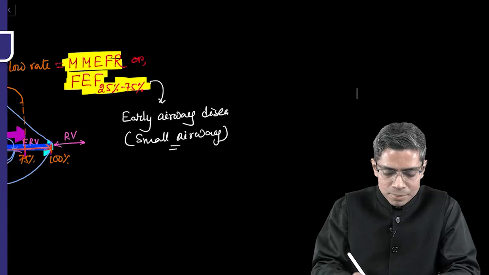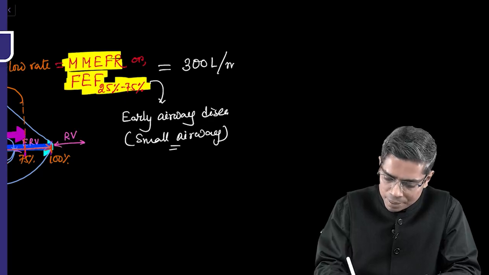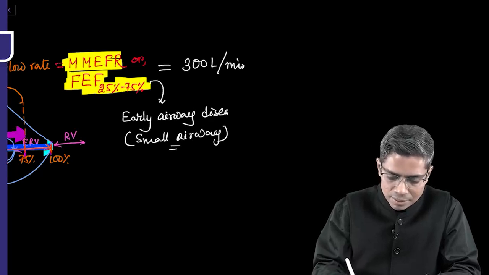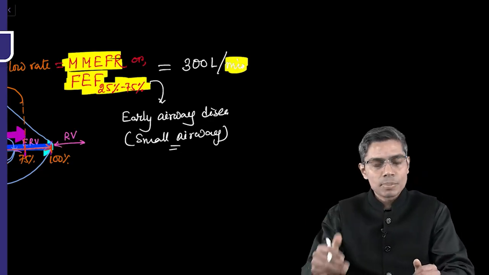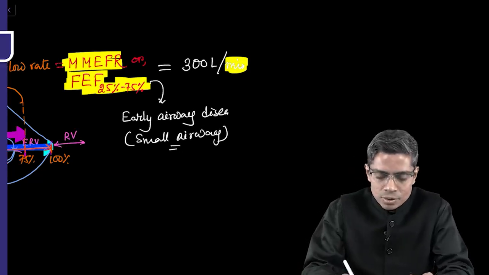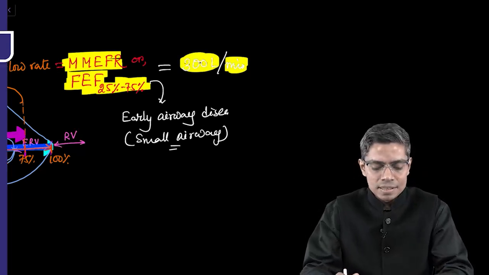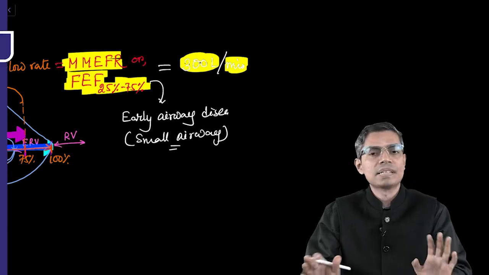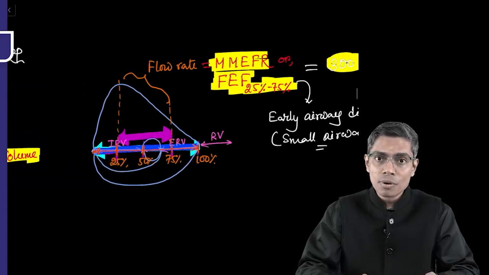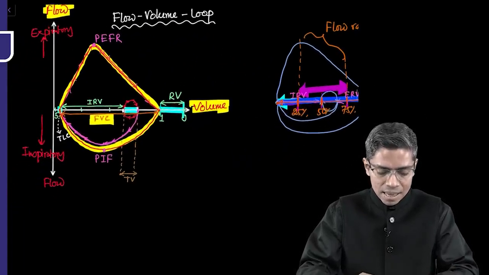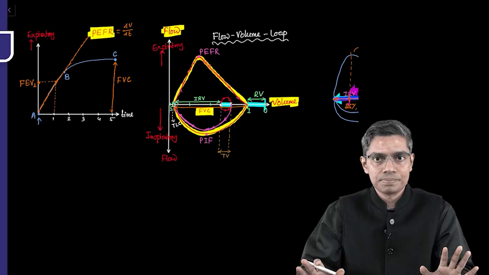In FEF 25 to 75%, the normal value is 300 liter per minute. Remember, this is in liter, I have calculated per minute. So it is generally taken in seconds, then it is plotted and expressed in minute. So in minute, if you express this, the value is 300 liter per minute. This is known as FEF 25 to 75%. So now you have understood the flow volume loop of the respiratory system, and the digital spirometer recording. All of you have understood.